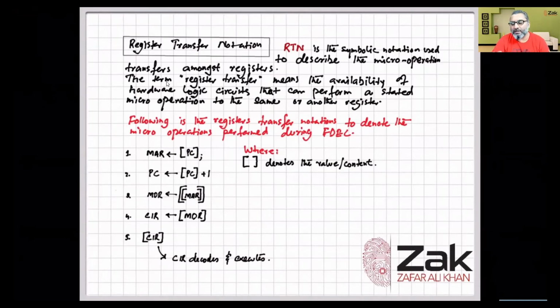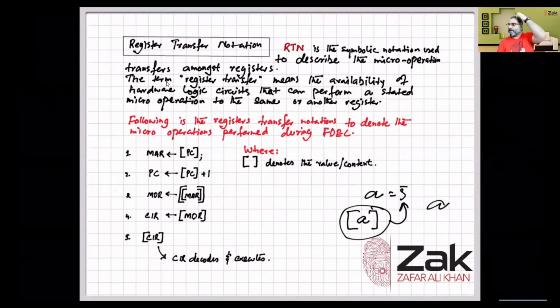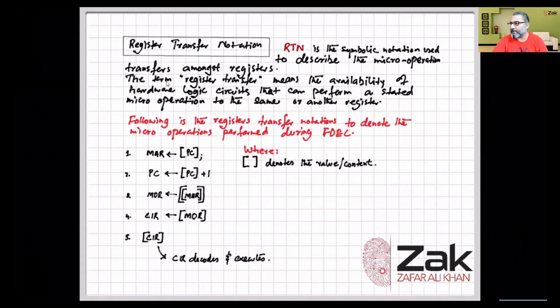Register transfer notation is something big for your syllabus. It is just confined to fetch, decode, and execute cycle. So these two large brackets mean the value, the content. So if there is a variable a is 5, so this means we are referring to 5. Mind it, okay? But if I write it without brackets, it means that I am generally referring to a. But if it is in the bracket, it means that I am referring to the value of a. They might look like the same, but in computer these are two different things.